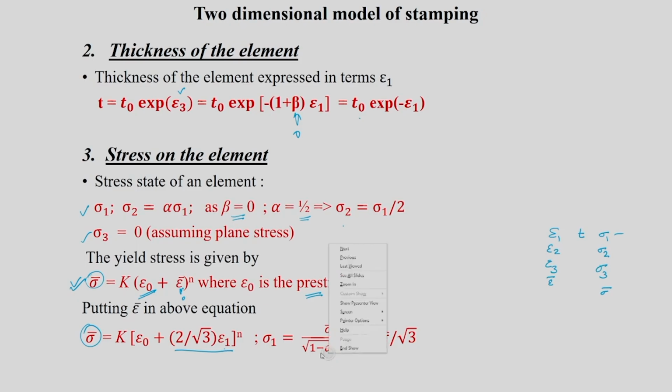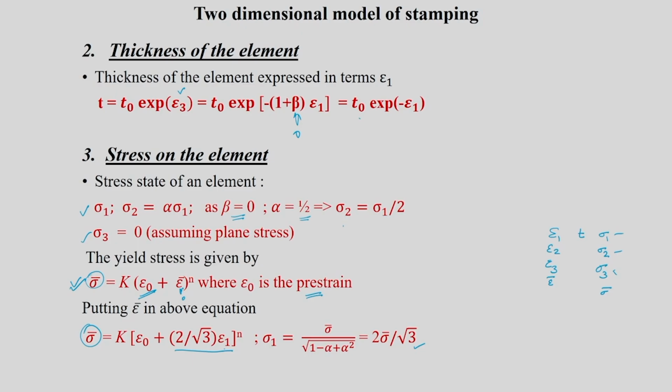If I put alpha equal to half, it will be 2 by square root of 3 into sigma bar. And if sigma 1 is known to me, I can get sigma 2, and sigma 3 is anyway not available for us here. So these are all already available for us. Only thing is, depending on the stamping process, assuming plane strain and of course plane stress, sigma 3 as 0, we are going to simplify all such analysis in this way.